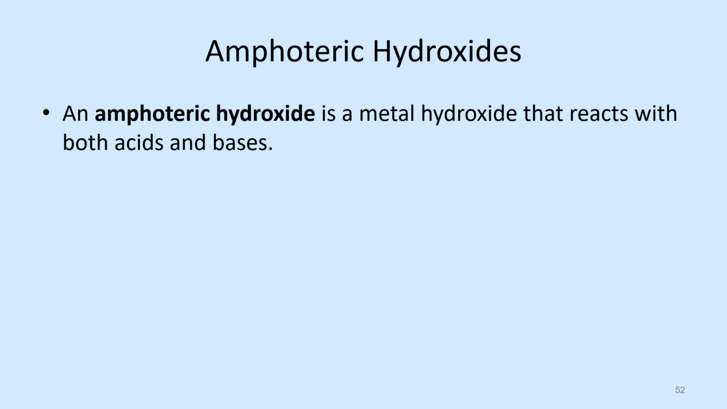But amphoteric hydroxides, we talked about this just really briefly earlier, because we talked about the OH bonds, where it's like a transition, not the transition metal, but the metalloids. So an amphoteric hydroxide is a metal hydroxide that reacts with both acids and bases. So again, amphoteric means it can have acid properties and base properties.